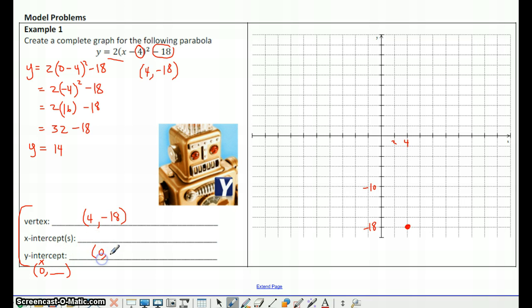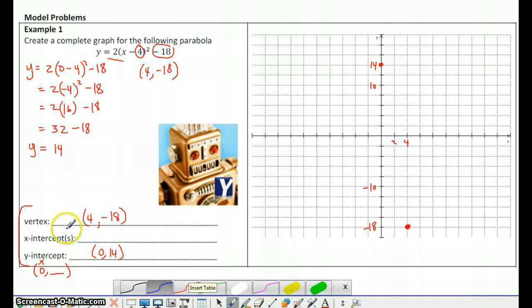So (0, 14). I'm going to go up 2, 4, 6, 8, 10, and then 2, 4 for 14. So that's another point I have there. I know it's going to be a pretty skinny graph.